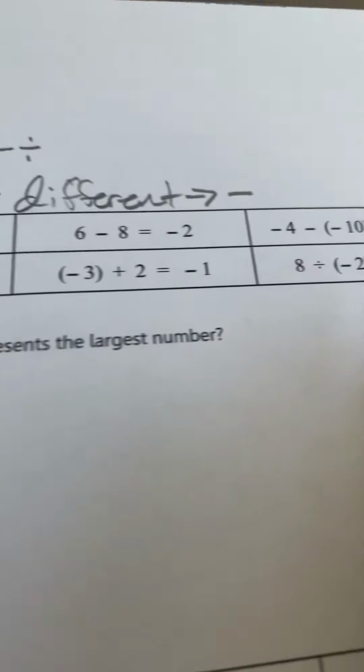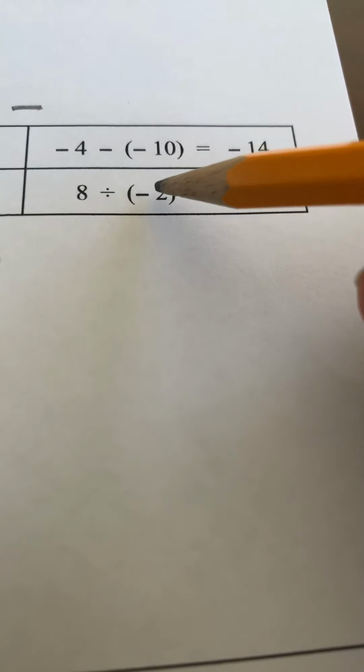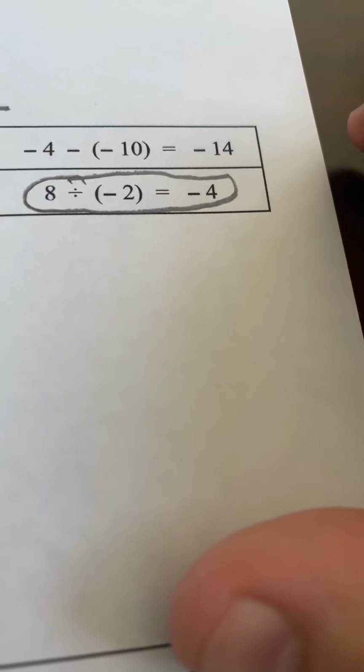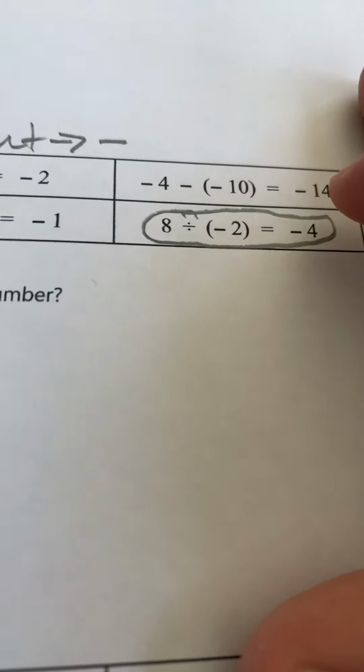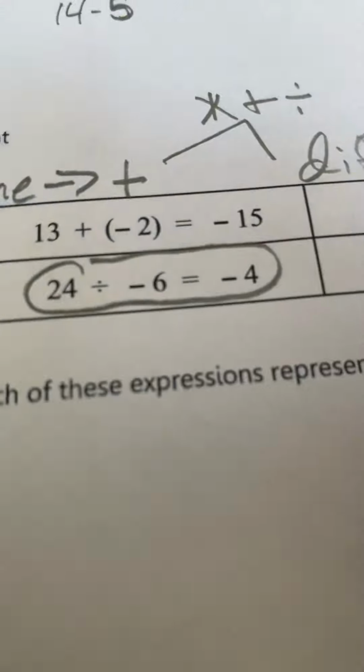So positive divided by a negative does give me a negative. So that one is true. All right. I have a positive divided by a negative. Does that give me a negative? Yes, it does. Okay. All right, so I found 2 so far. All right, so let's go back.